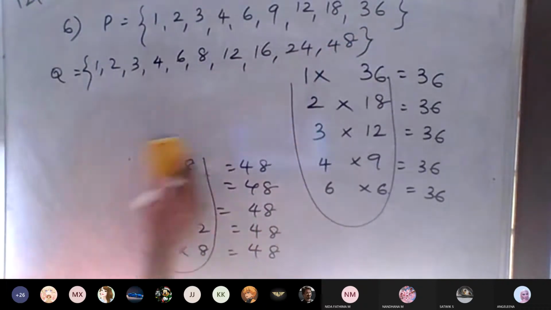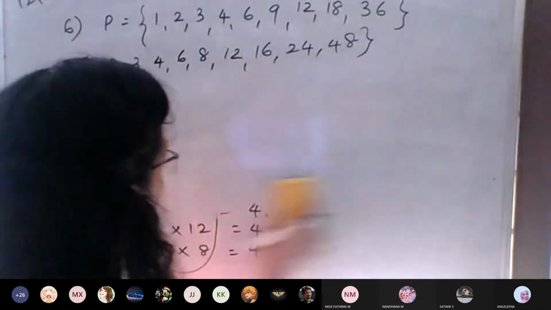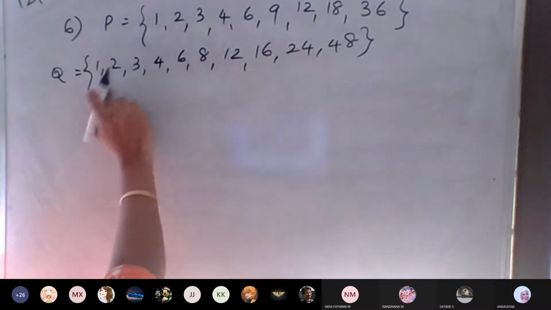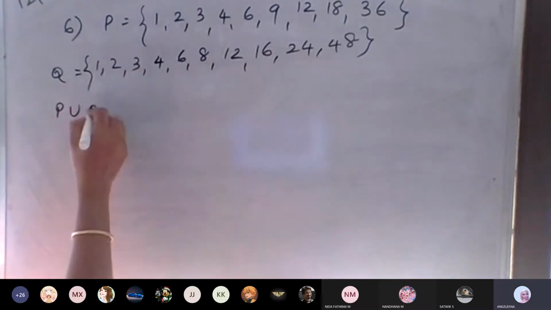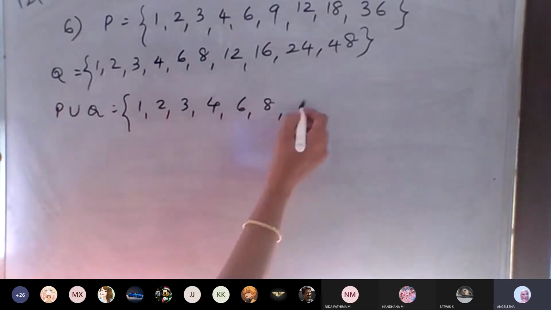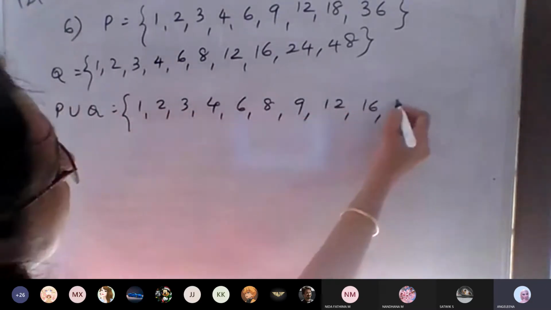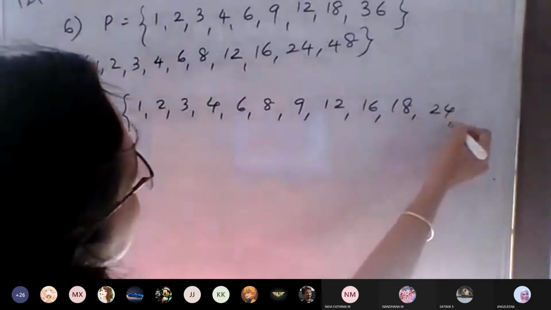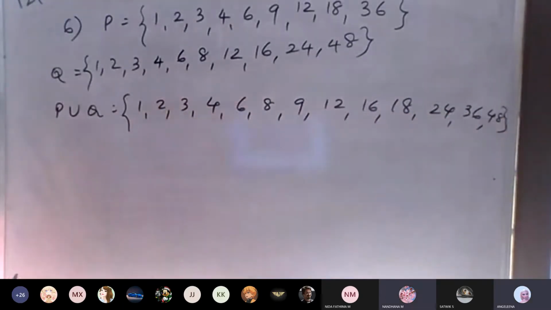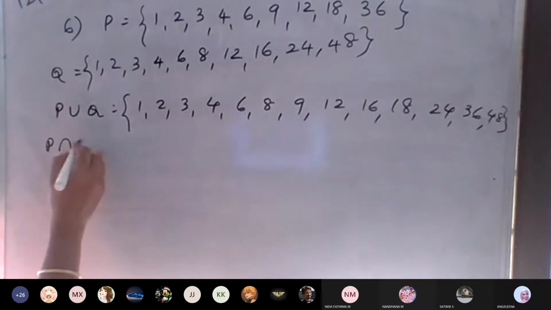So up to this, okay. Then answer for P union Q, no? P union Q is what? P union Q is 1, 2, 3, 4, 6, 8, 9, 12, 16, 18, 24, 36, 48, isn't it? Yes, ma'am.